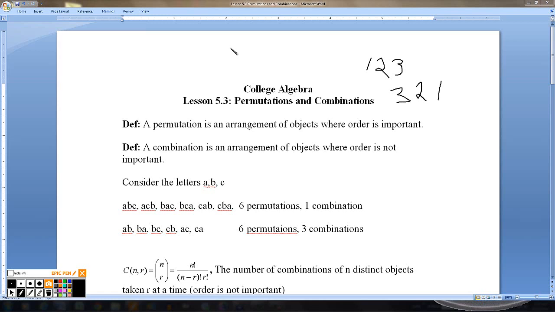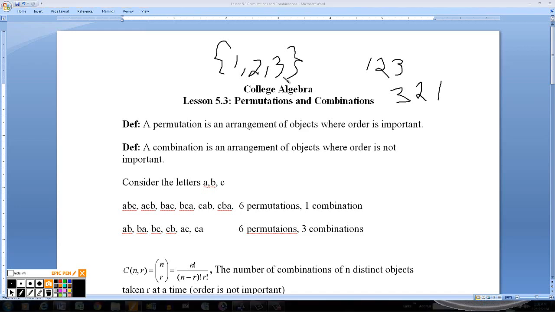Now, on the other hand, if I have a set consisting of the numbers 1, 2, 3, it doesn't matter what order I put the numbers in, it's still going to be the same set. So if I put the 3 first, and then the 2, and then the 1, it's still the same set. If I put the 1, the 3, and then the 2, it's still the same set. So the order there is not important.